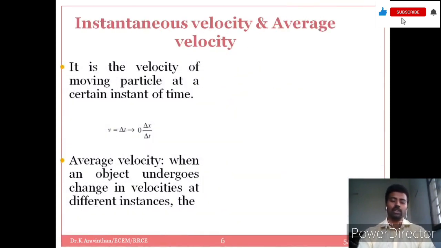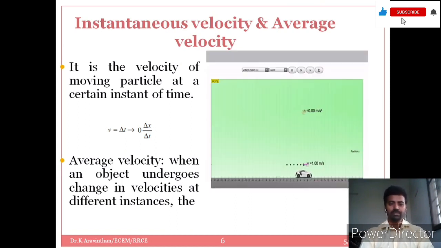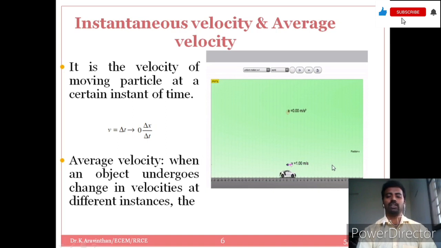There is another terminology called instantaneous velocity and average velocity. At a particular instant, here you can see a moving car. For each and every particular instant, it has some velocity. Velocity is distance traveled by time. So distance unit is meter and time unit is second. So velocity's unit will be meter per second. For each and every instant, you are having a velocity that is known as instantaneous velocity. So instantaneous velocity is the velocity of a moving particle at a certain instant of time.